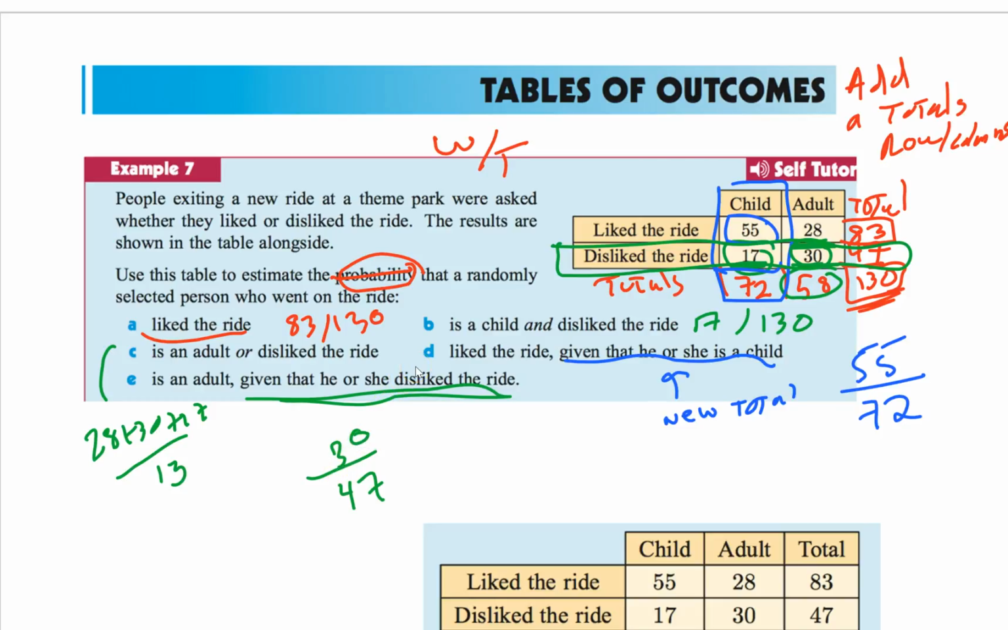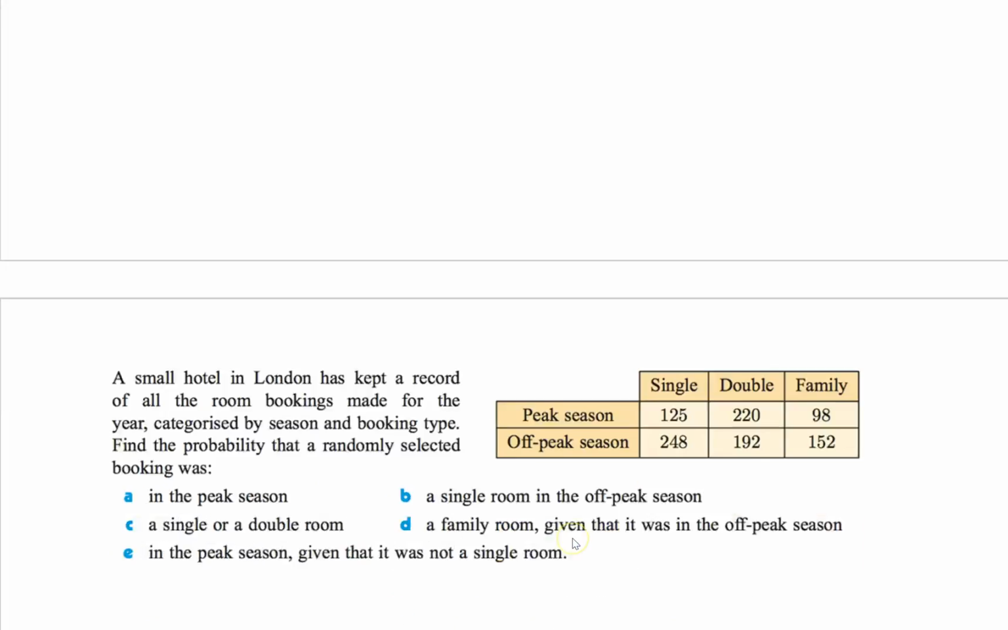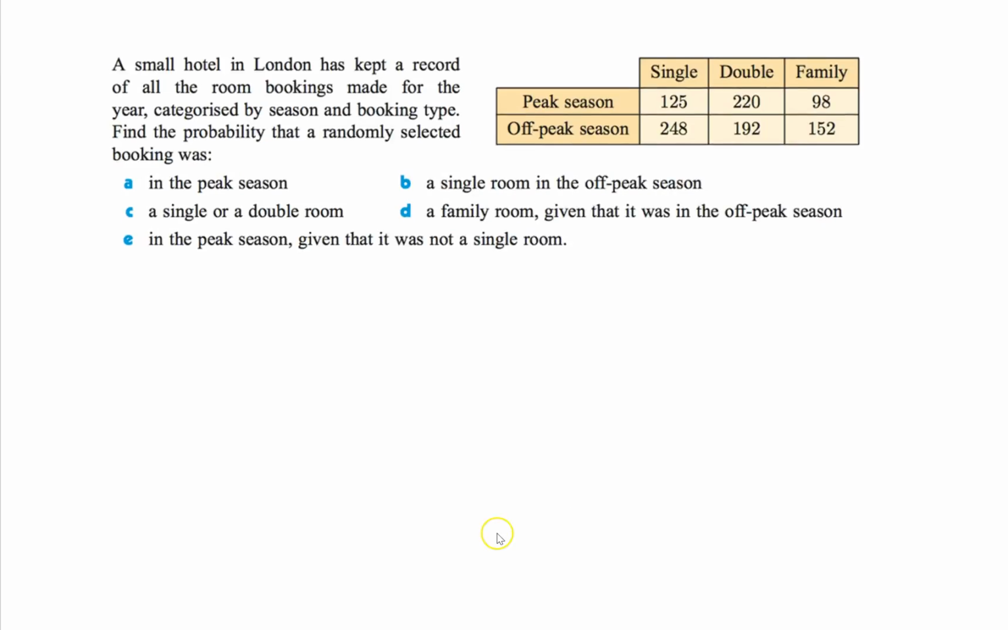And that's the idea. So now we can move on to another example we can do all by ourselves. A small hotel in London has kept records of all the room bookings made for the year, categorized by season and booking type. Find the probability that a randomly selected booking was in peak season. So again, when I see something like this, the very first thing you want to do with this table of outcomes is make a totals column or row.